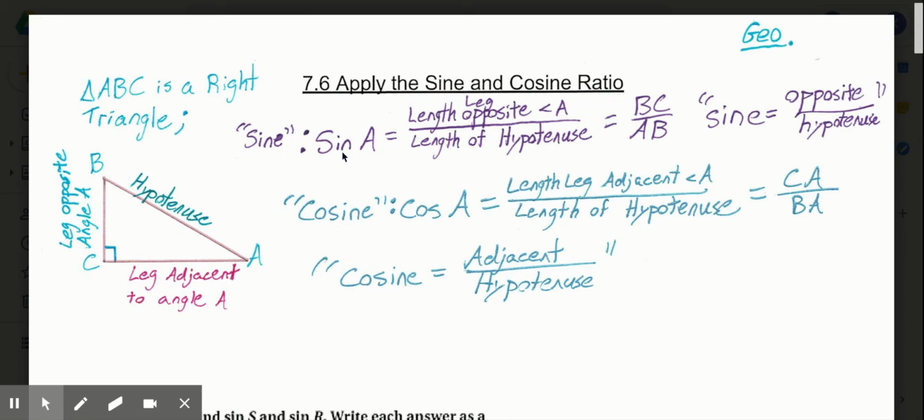Then for cosine, written as cos A, is the length of the leg adjacent to A over the length of the hypotenuse. So in this example, it would be side CA over our hypotenuse of BA. So our ratio for cosine is always the side adjacent over the hypotenuse.